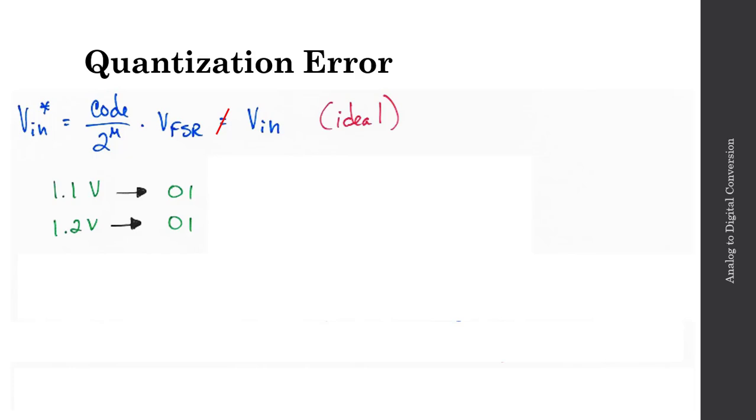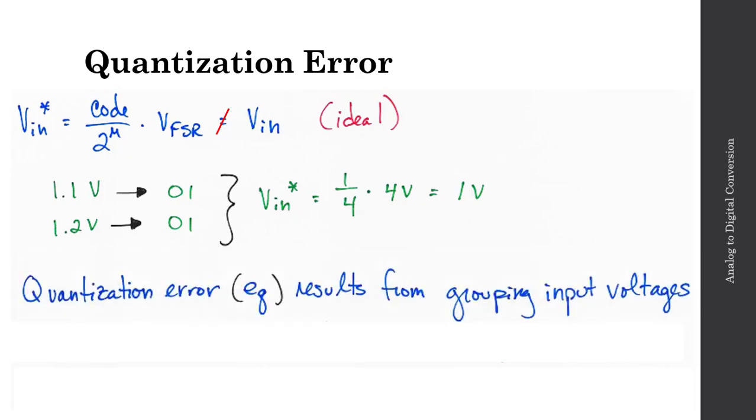Both of these codes, however, result in an approximated input voltage of 1 volt, and 1 volt is certainly different from 1.1 volts and 1.2 volts. So this quantization error is going to be a direct result from the fact that we are grouping these input voltages and assigning them to discrete output codes.